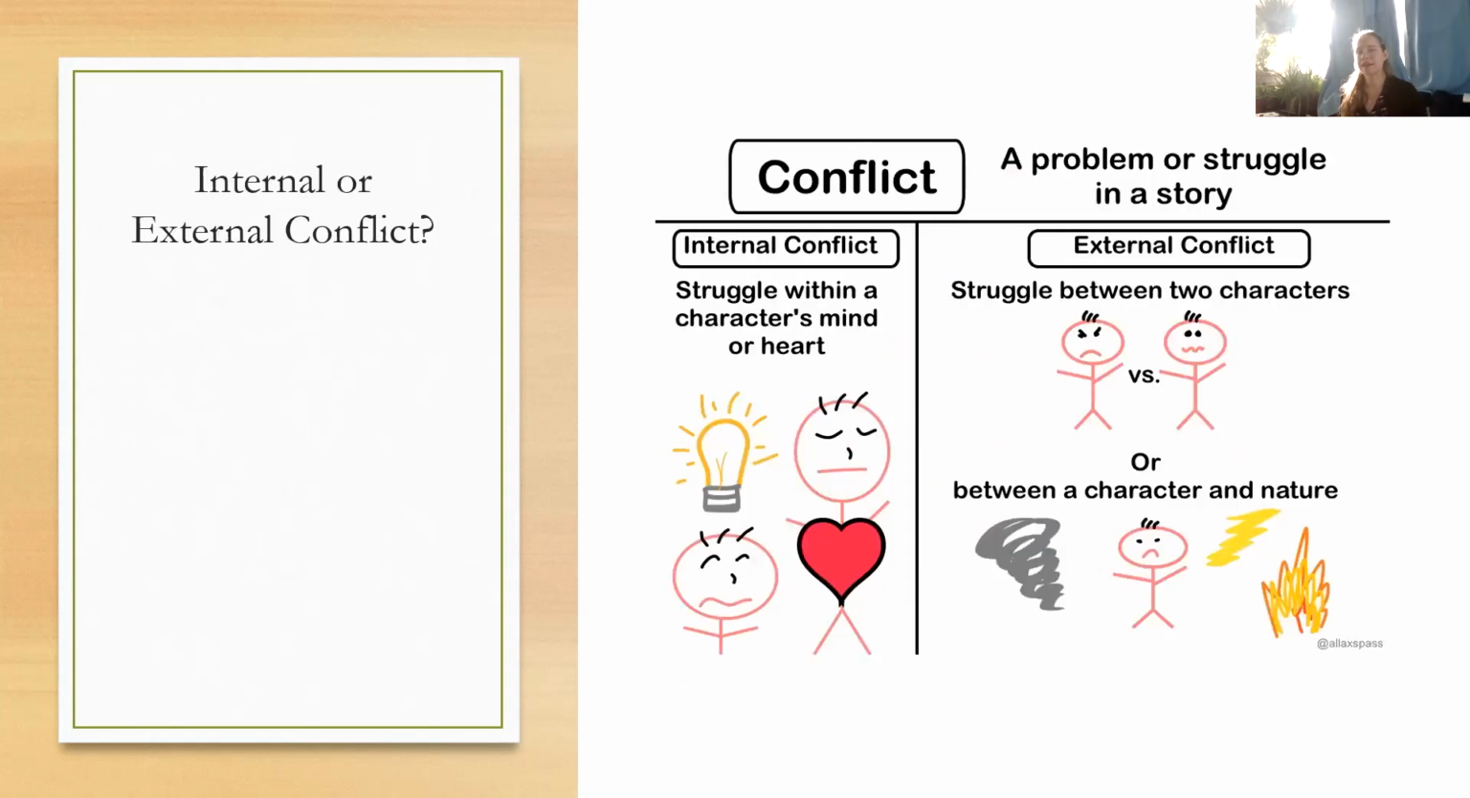And a conflict can be either internal or external. So an internal conflict is where the struggle is within the character's own mind or heart, and the external conflict takes place outside of the character. So it could be between two characters, could be between the character and nature, the character and technology, anything that is separate from the character.